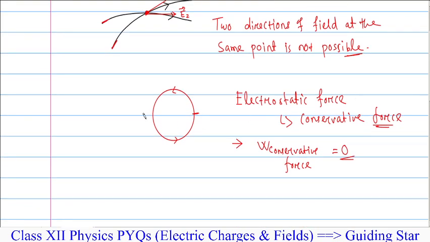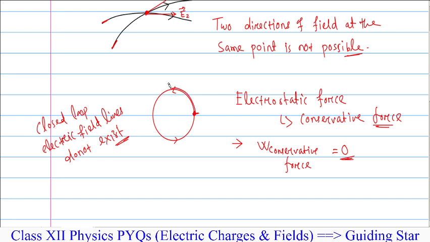Closed loop electric field lines do not exist. Why? Because it is a conservative force field, and work done due to the conservative force will be 0 if it is in the form of a loop. Or if the path is circular in nature, then work done in moving a charged particle over this entire path of electric field will be 0. That's why electric field lines do not form closed loops.